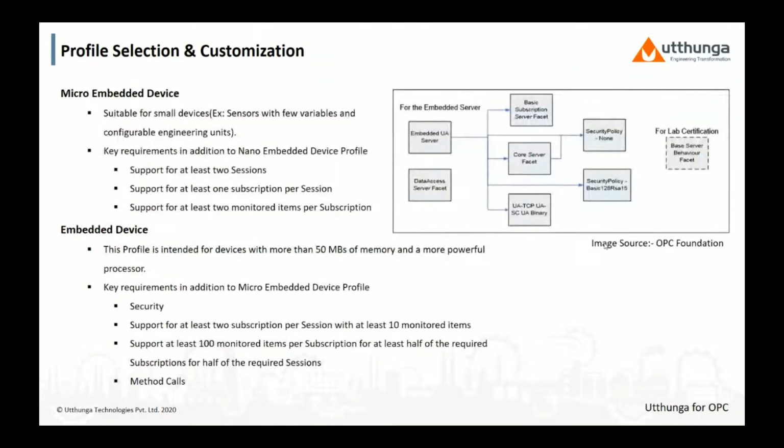Micro embedded is a little more than nano. The most important addition from nano to micro embedded is number of sessions, and of course the subscription comes into the picture, whereas in nano there is no subscription. So here subscriptions and monitored items are added. And then the next profile is embedded device. The main addition from micro to embedded device is security. And of course there is a ramp up in number of subscriptions, number of connections, sessions, number of tags that's supposed to be there. And in addition to that, method calls are also added in the embedded device profile.